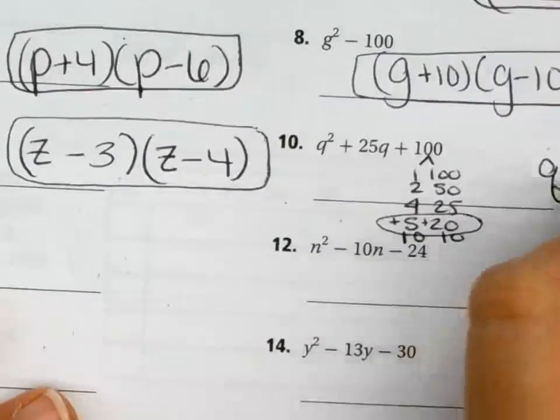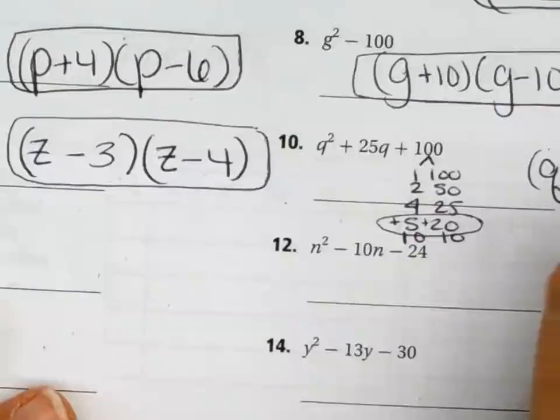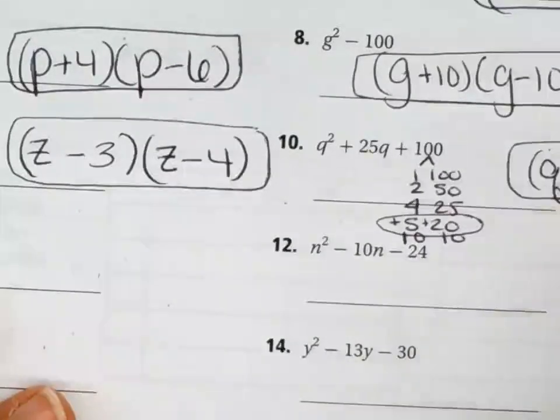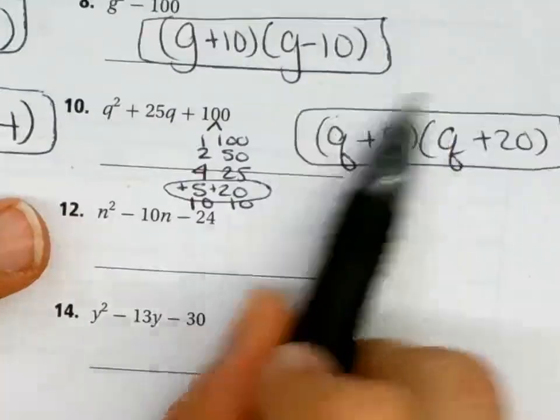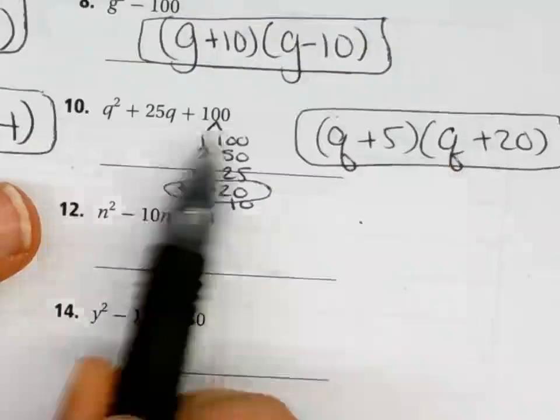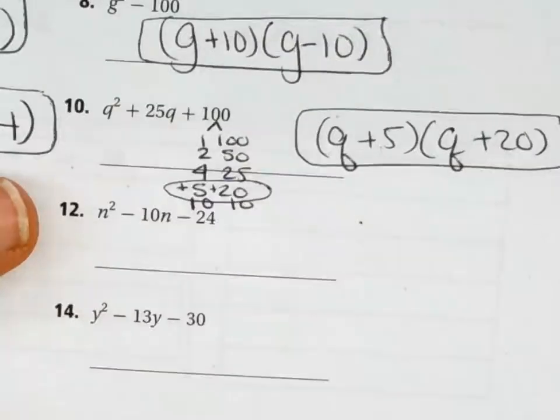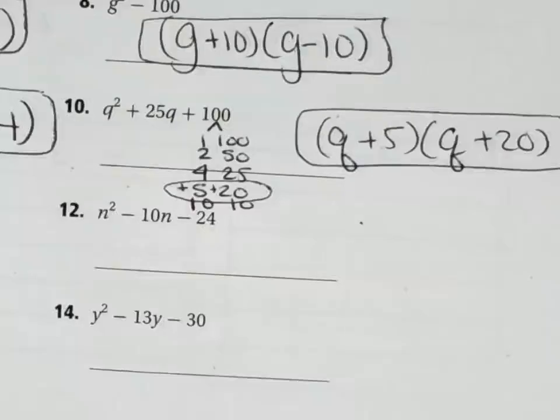q plus 5, q plus 20. And I always quickly go in my head. q squared plus 20q plus 5q, that's the plus 25q, plus 100. And I know I'm good. With your table partner, try number 11.